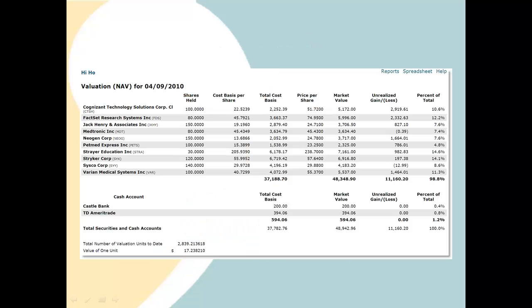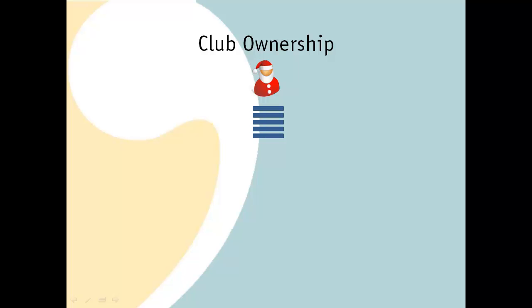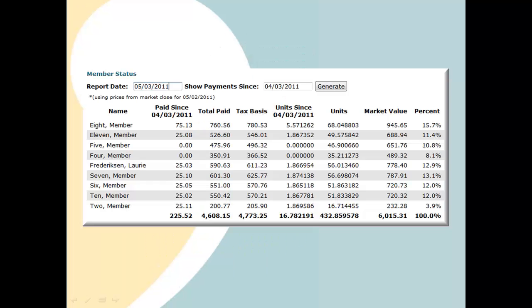Each day, the value of a unit is determined by dividing the total asset value of your club by the number of units outstanding. You can find the daily value of a unit on the Bivio valuation report that I showed you earlier. Your percentage of ownership at any point in time is your total units divided by the total units in your club. Your club's profits and losses are divided up based on your ownership percentages at the point in time that they occur.